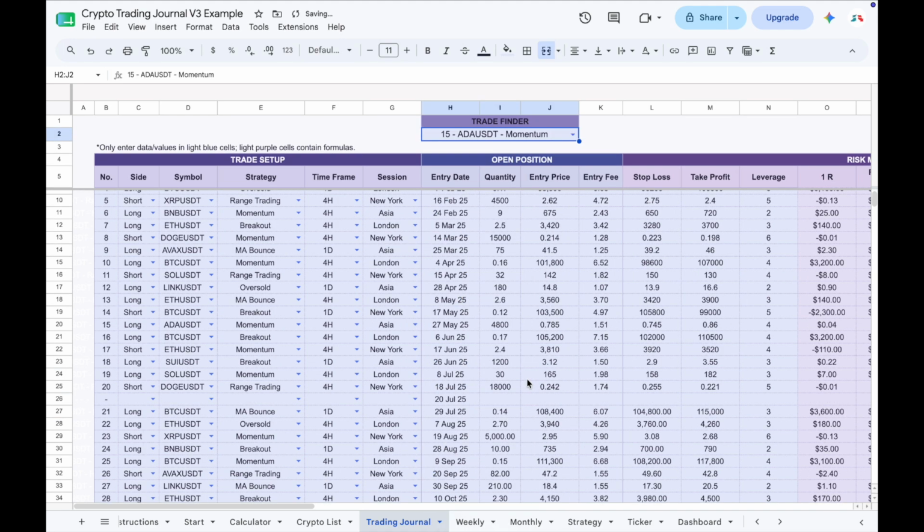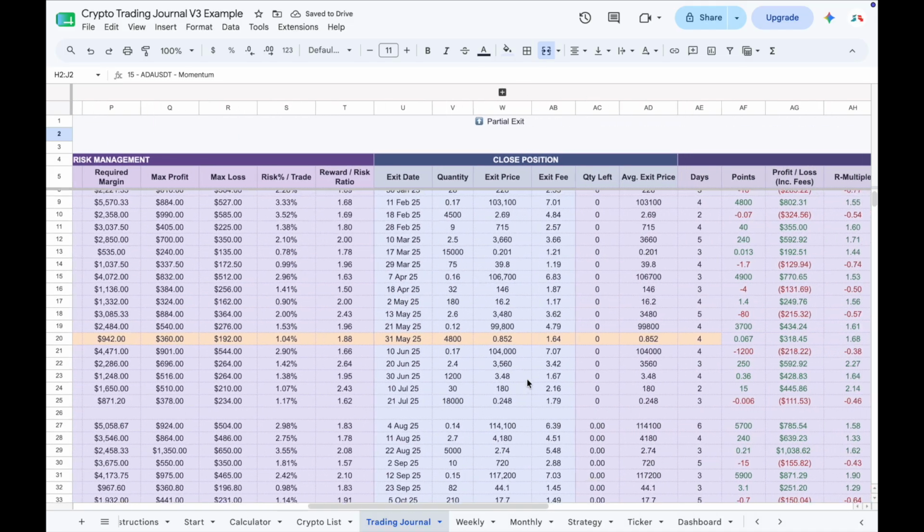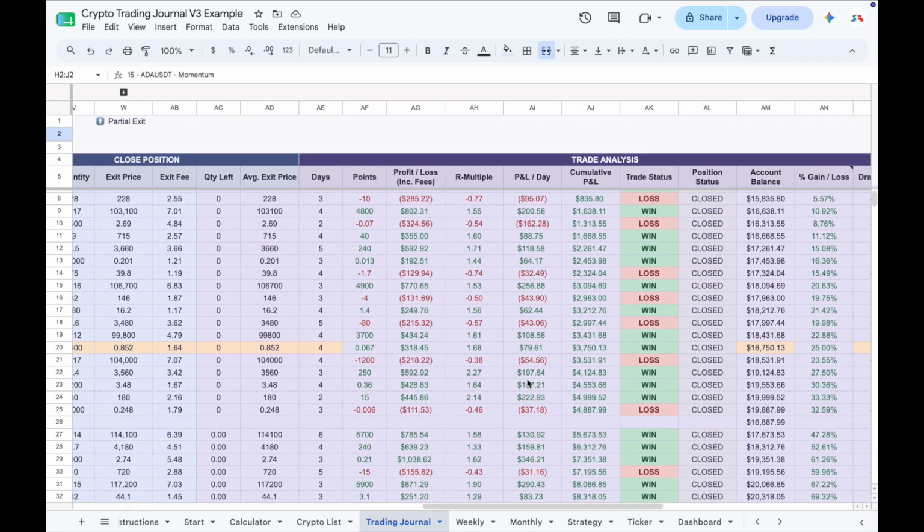Select it from the drop-down list, and the journal will automatically highlight the matching row. Recording trades is only the beginning. The real value comes from reviewing them.